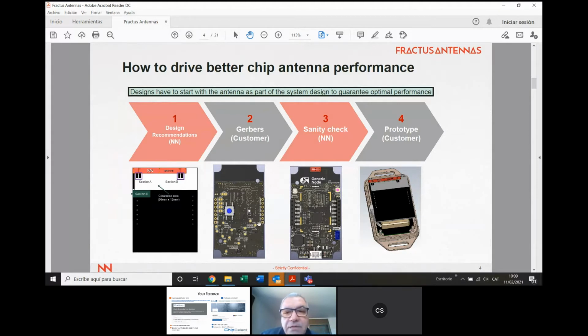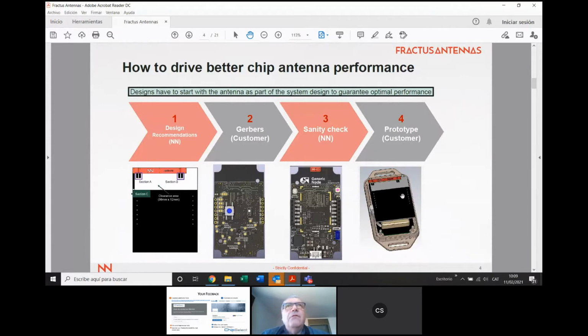You can send us these Gerbers, and we make a sanity check, and finally you can make a prototype. Don't do it the other way around, because I have many customers saying, I made a prototype and your antenna is not working well. So we are inviting you to follow this design path before spending any time or money producing a prototype. We are going to help you make a feasibility analysis of the project with the integration of the antenna and an estimation of the performance in your PCB. And if you are satisfied with it, then you can make the prototypes.